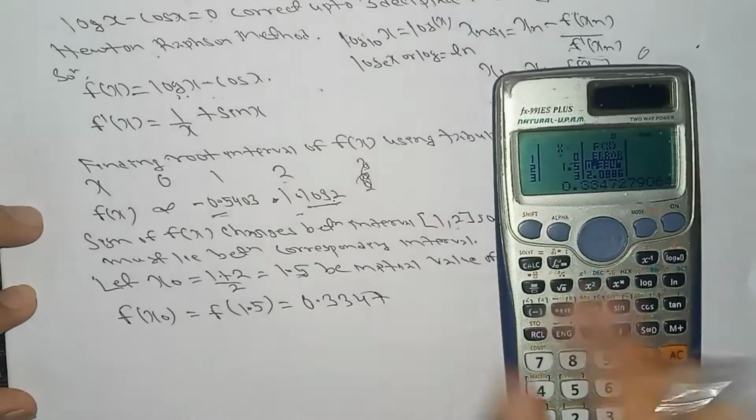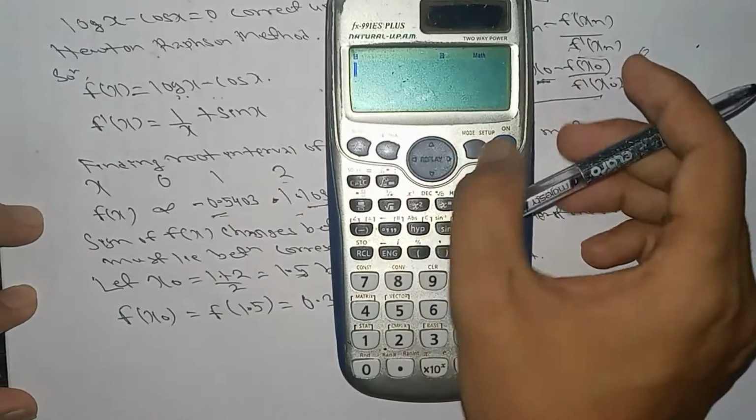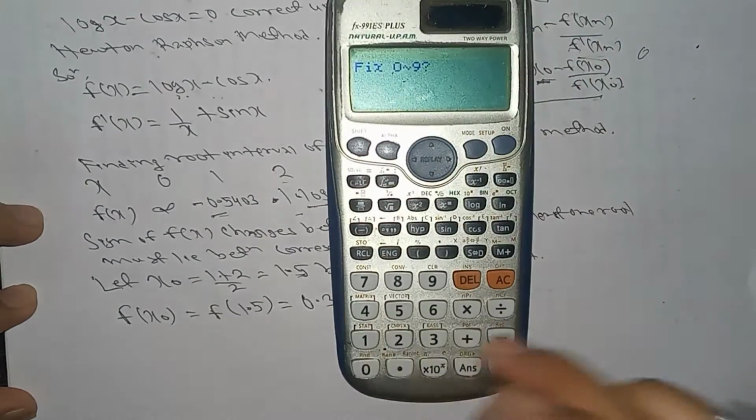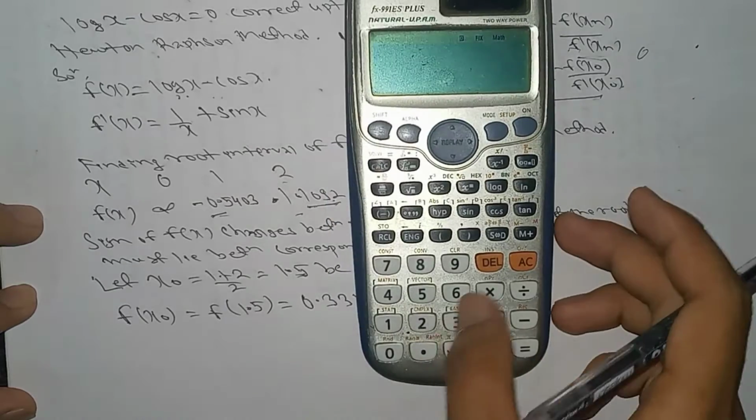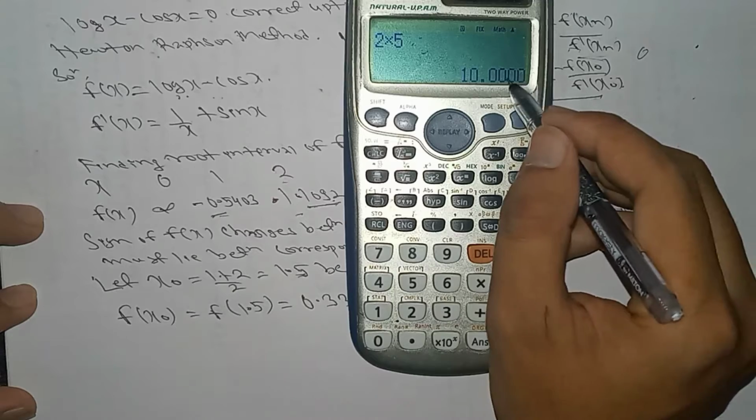0.347. As we only need up to 4 terms, we can change this: clear, then shift mode and press 6, that is the 6th option, so press 4. Then if we put 2 into 5, here you can see we obtain only up to 4 terms.